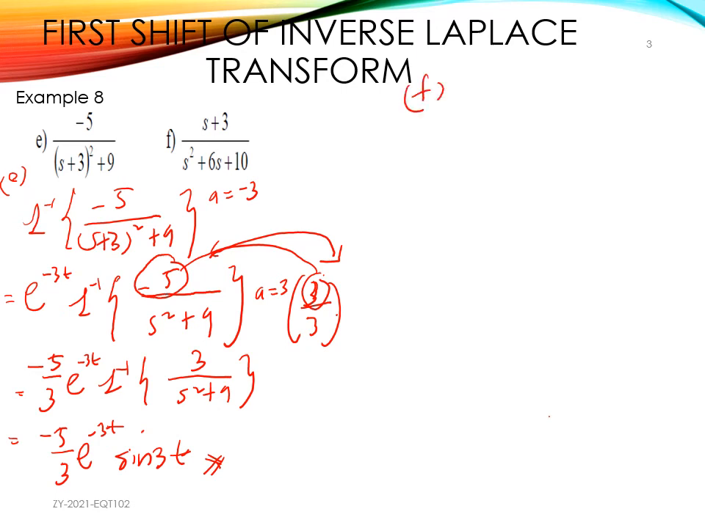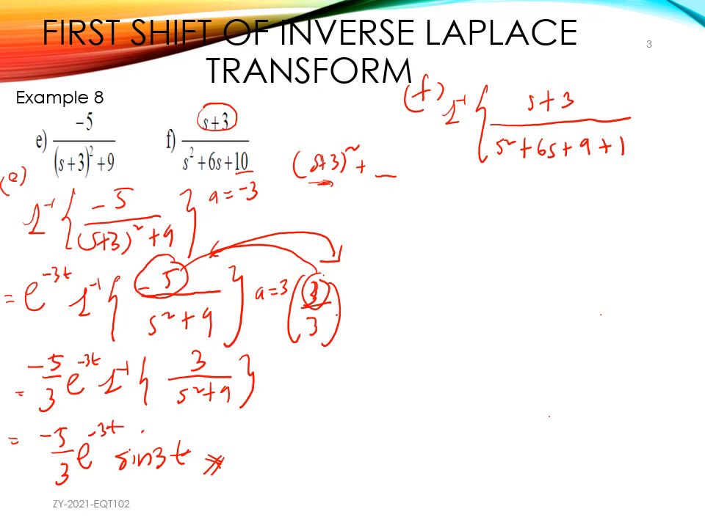How about F? For F, I think we need to factorize this one. Can you factorize s squared plus 6s plus 10? I don't think we can factor this, so actually you need to do completing the square. But there's another method. You see it's s plus 3 here, so you imagine that we want to have (s plus 3) squared plus something. From s squared plus 6s to get (s plus 3) squared, you just need plus 9, right? So we rewrite again: Laplace inverse of s plus 3 divided by s squared plus 6s plus 9 plus 1. So we still get 10, since 9 plus 1 is 10.